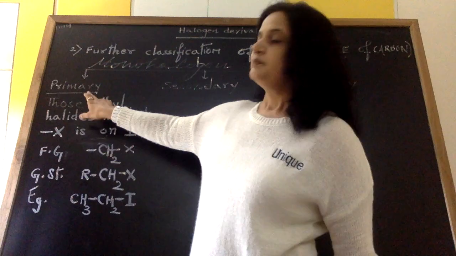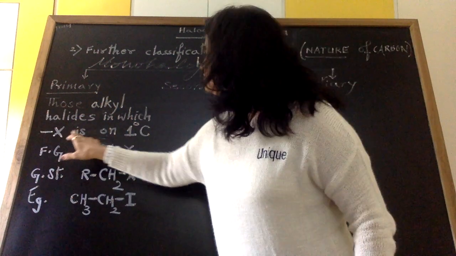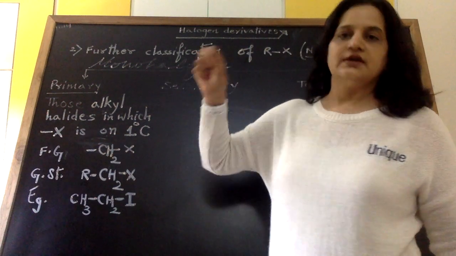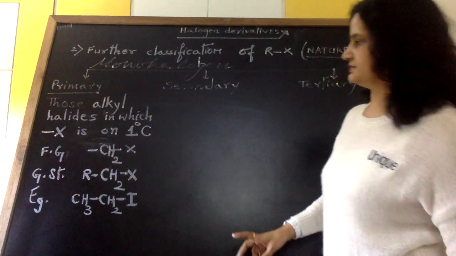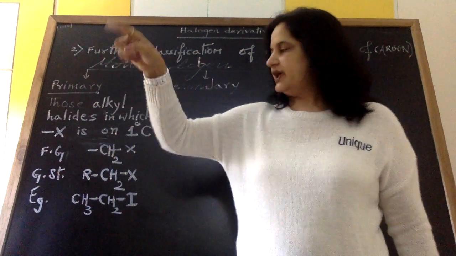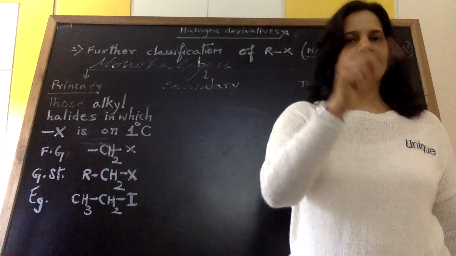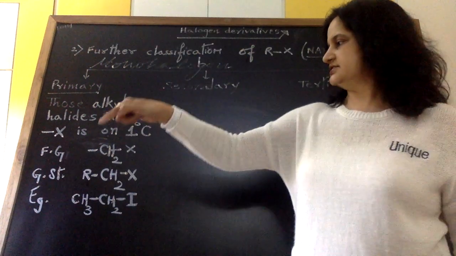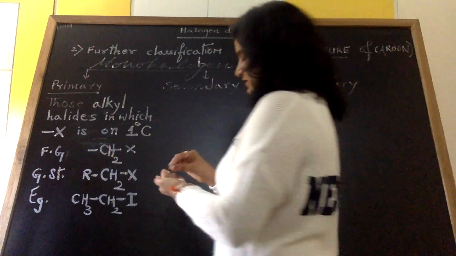Once again I am repeating. Primary alkyl halides are those alkyl halides in which the halogen atom is attached to a primary carbon atom, that is that carbon which is directly attached to one other carbon atom. Functional group dash CH2 dash X. General structure R dash CH2 dash X. Example ethyl iodide.